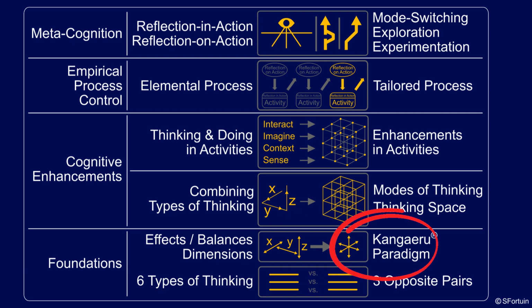The structure is called the Kangaeru paradigm. Kangaeru means active thinking in Japanese. This structure shows intuitively how different types of thinking can be combined. The beneficial combinations form a thinking space, consisting of 26 different modes of thinking.